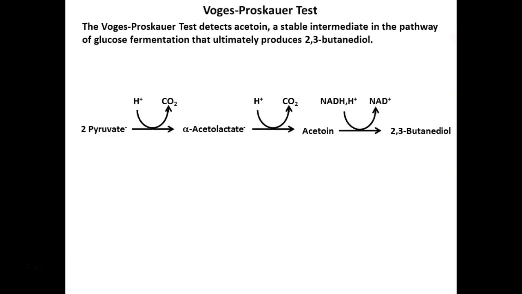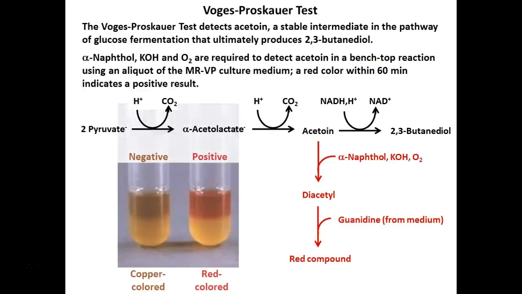Okay, so the Voges-Proskauer, remember, detects this intermediate, acetoin, which can be turned into 2,3-butanol, right? This is the only fermentation pathway we're actually testing for an end product that is a what? What is 2,3-butanol? Is it an acid, an alcohol, or a gas? It's an alcohol. Remember, alcohols end in OL, right?